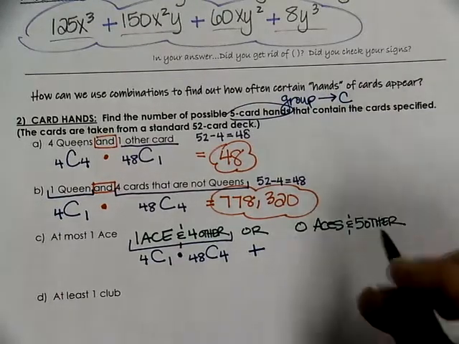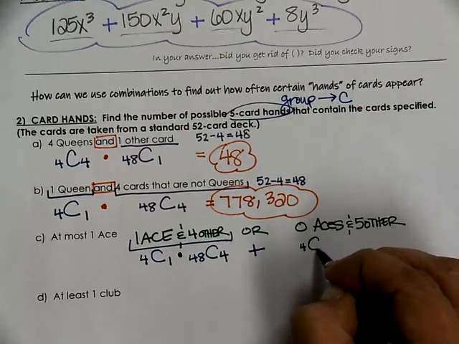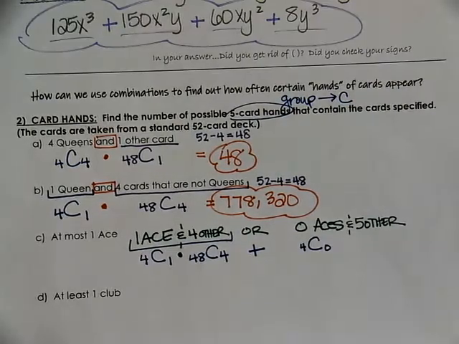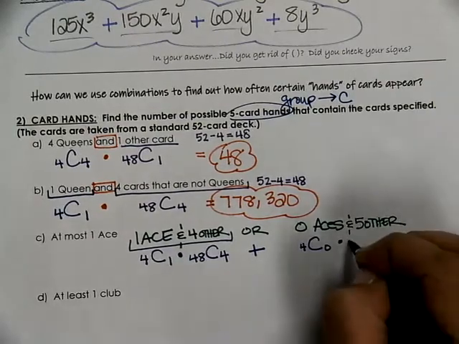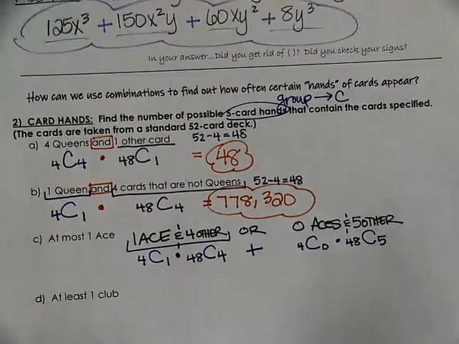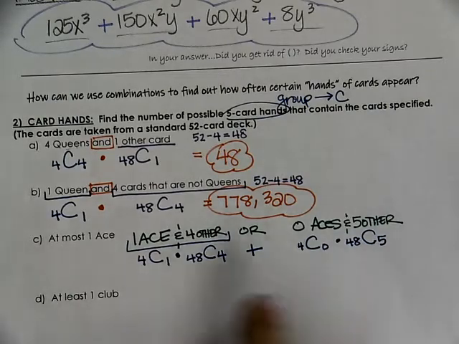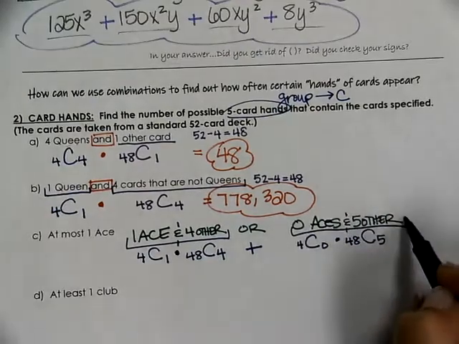0 aces. Well, that means that we would have 4 aces, but we want 0 of them. And other cards, that means there are 48 other cards, and we want 5 of those. And so we would enter that together. We would just put that in our calculator, if you guys trust me on that.